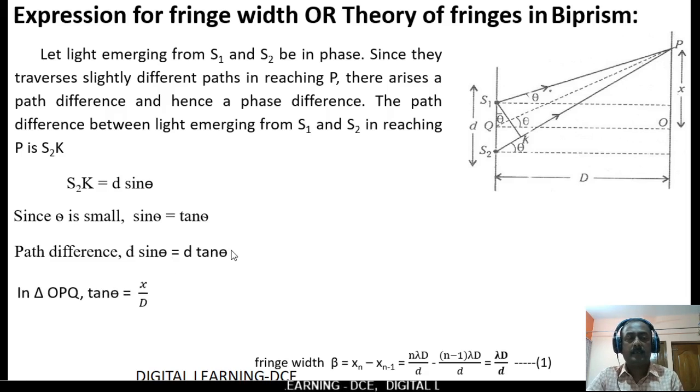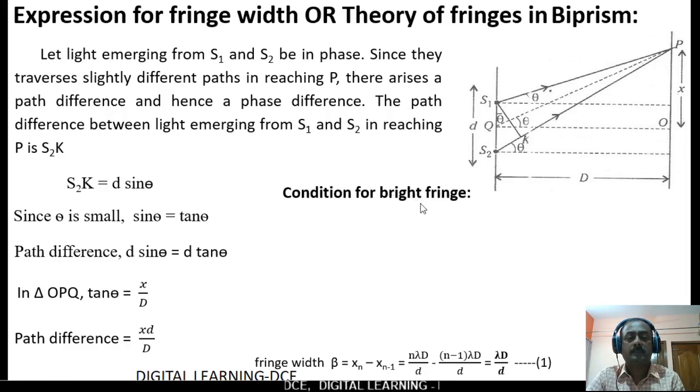In the triangle OPQ, from the diagram, tan theta equals x upon D. Therefore, the path difference should be x into d upon capital D, x d upon D. Here, we substitute the value of tan theta, x by D, in the above equation.